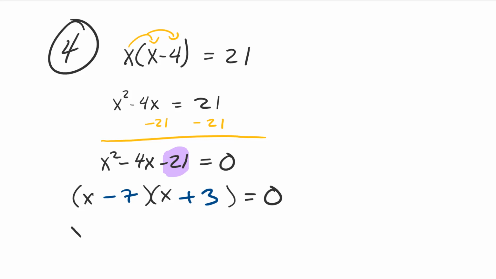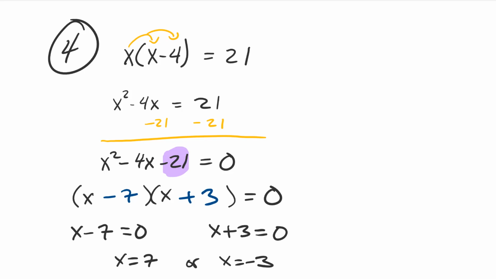Now we use our zero product principle. Set each of our factors equal to 0. And we find out that x is equal to 7, or we have that x is equal to negative 3. And there you go, my friends. We found some more solutions.